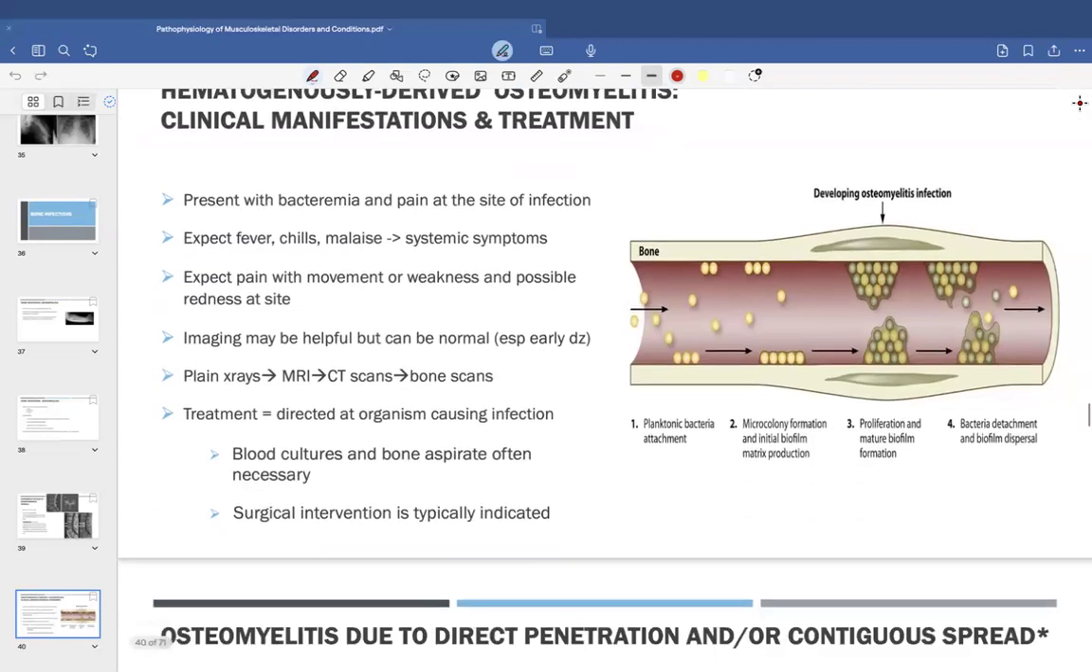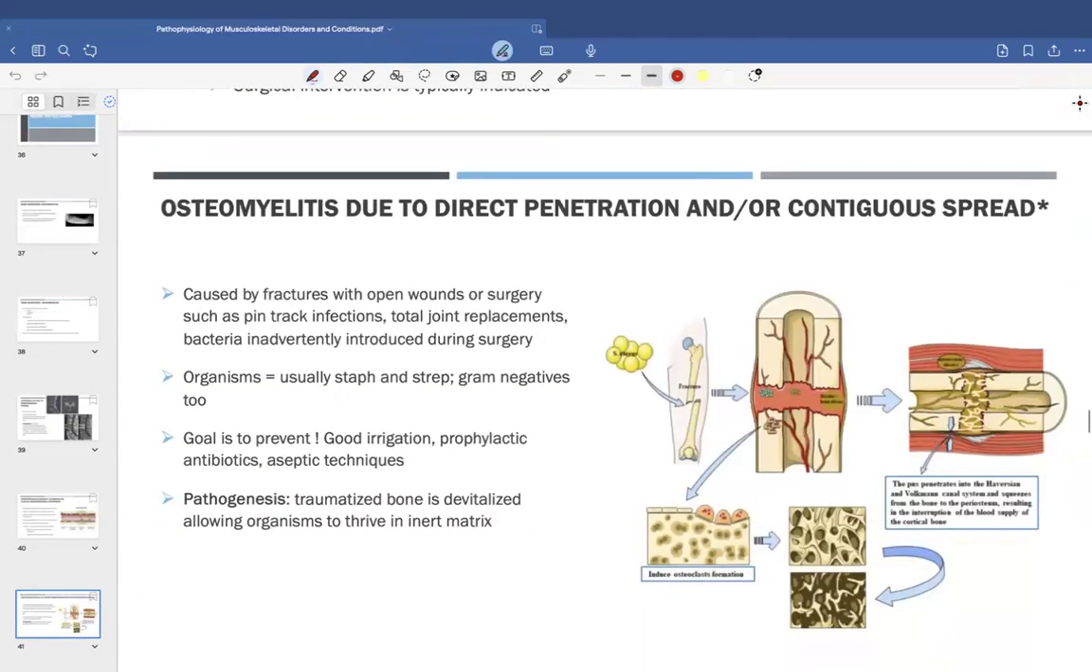All right, if it's osteomyelitis due to direct penetration and/or contiguous spread, so direct penetration or from an area in proximity to the actual site in the bone that's infected, this kind of walks you through that. Think about staph and strep, some of your gram negatives, especially in your long-term patients with lots of comorbidities. Again, that's where you're going to really start thinking about your gram negatives.